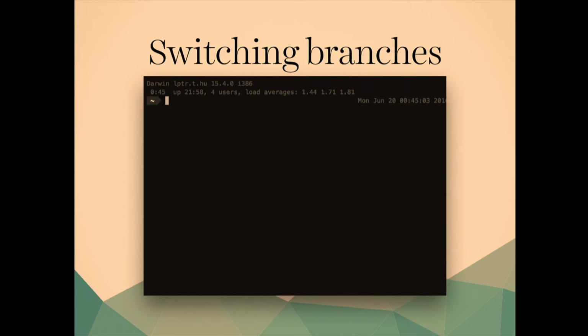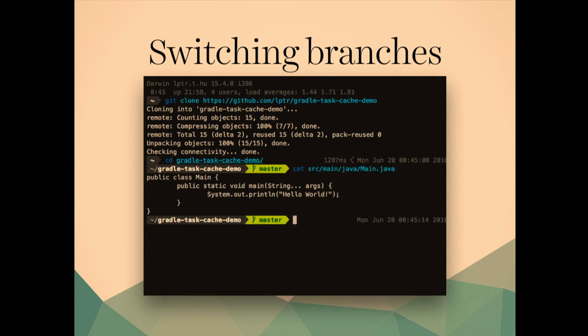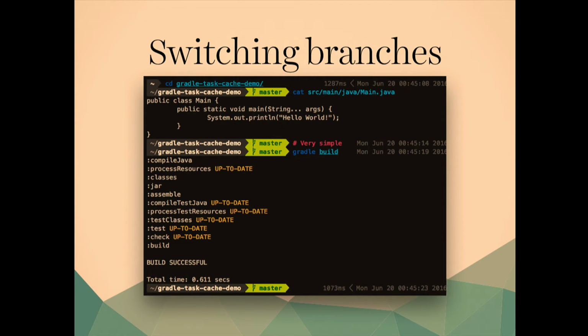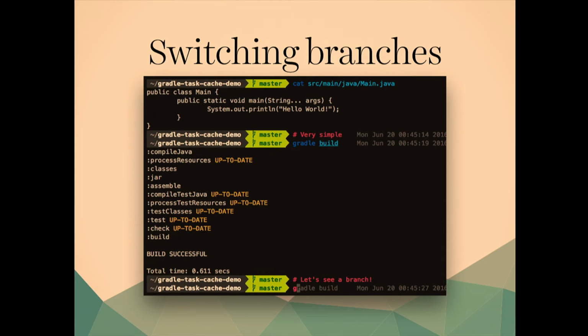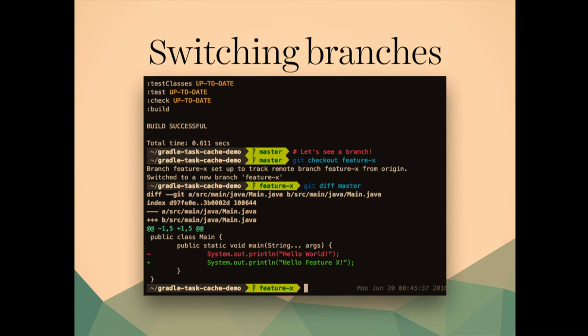Yeah, probably there are. So one of them is switching branches. I don't know if this is visible, but it's a very basic demo of building a small piece of software on the master branch. Obviously we need to run compile Java and jar because this is the first time we run this build. And then we check out a feature branch which has some differences to the master branch.